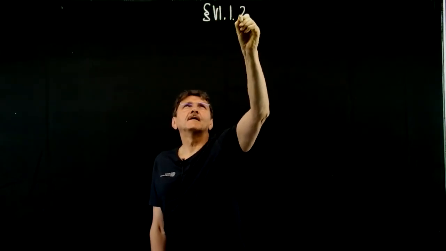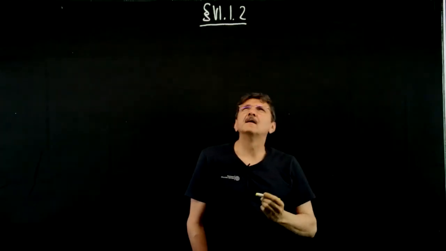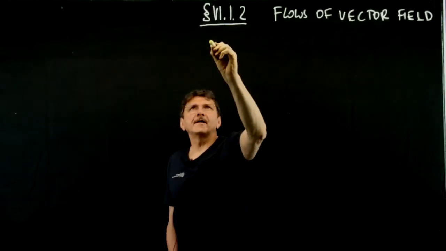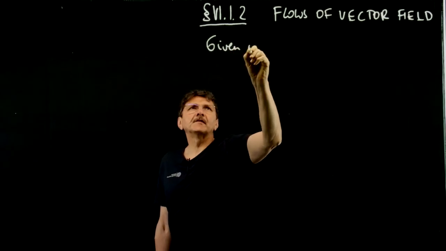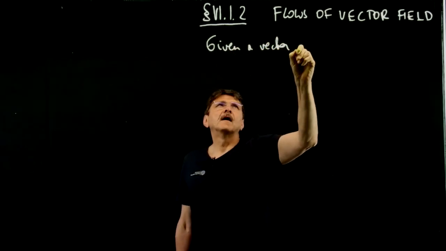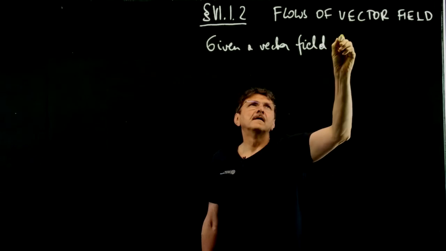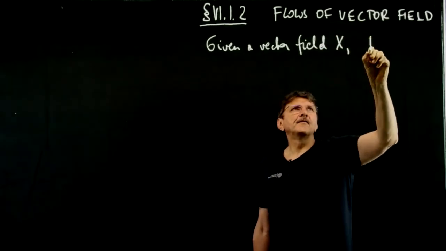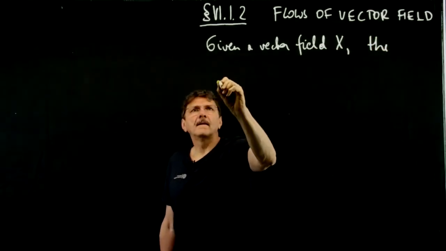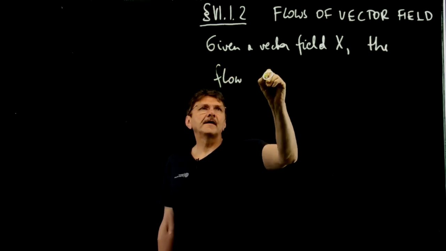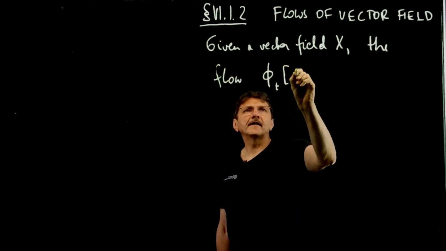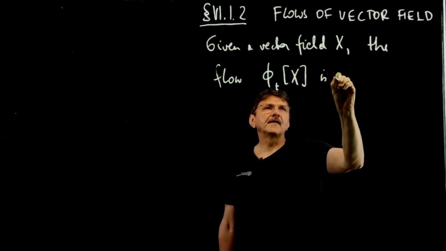So new paragraph 6.1.2. Eva, please correct me if this is wrong. That should be right. Flows of vector fields. And the way it works is as follows. Given a vector field X, the flow phi t of X is defined as follows.